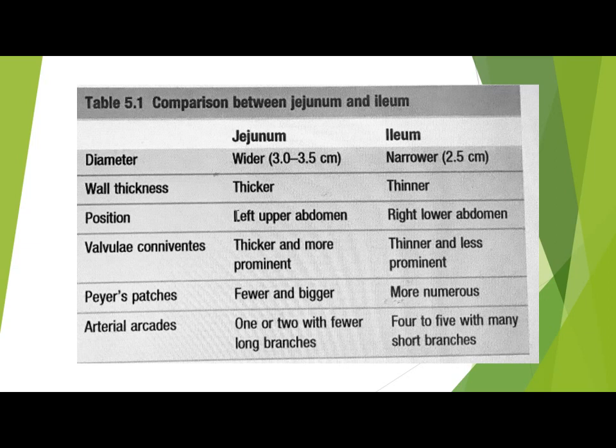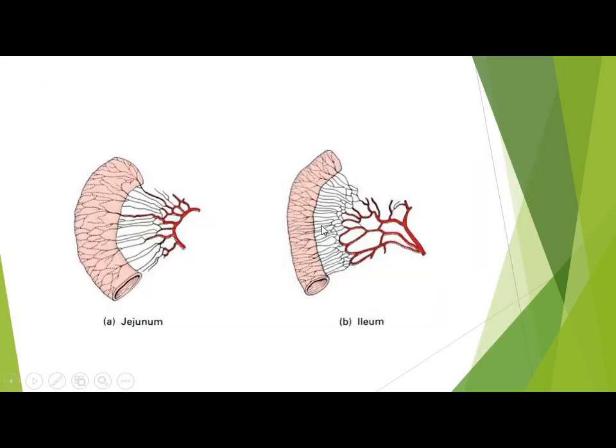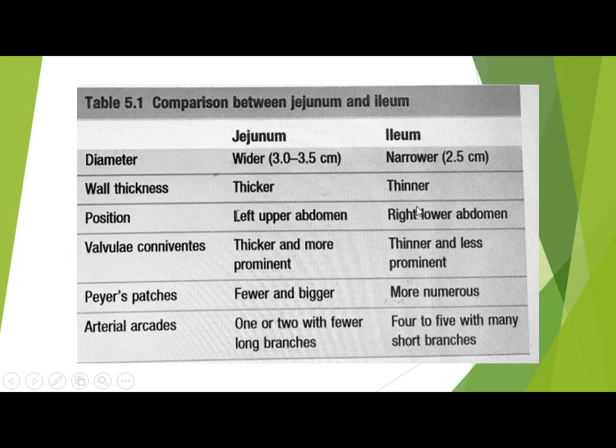This is the differentiation between the duodenum and the ileum. The diameter of the duodenum is wider than the ileum, 3 to 3.5 centimeters, and the ileum is narrower, 2.5 centimeters. The wall of the duodenum is thicker and the ileum is thinner because the valvulae conniventes are more present and thicker in the duodenum, and less in the ileum and widely separated. The duodenum is positioned to the left and in the upper abdomen, and the ileum is located in the right and lower abdomen. The valvulae conniventes are thicker and more prominent in the duodenum, sorry, and thinner in the ileum. The Peyer's patches are present but fewer and bigger in the duodenum, while more numerous and smaller in the ileum.